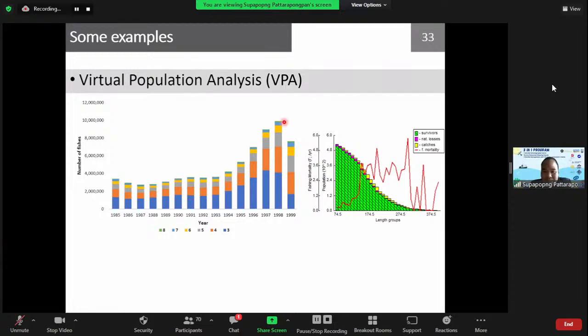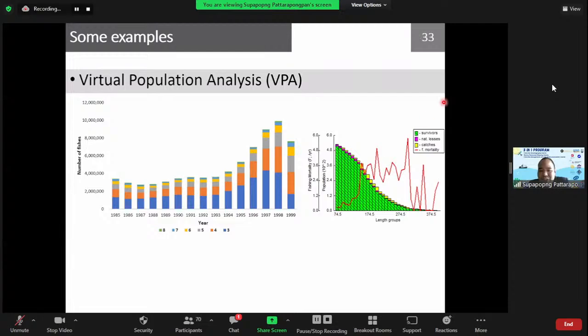This is another case study I got from my master thesis. I am working on the sea cucumber, or gamat. Here we can see that I observe not only using age, but also using the length of the sea cucumber in millimeters. So we can see the composition of each part of the biomass or population size of the sea cucumber, together with each parameter. For example, the purple one is the natural mortality. The yellow box here is the catch, and the red line here is the fishing mortality of the sea cucumber.